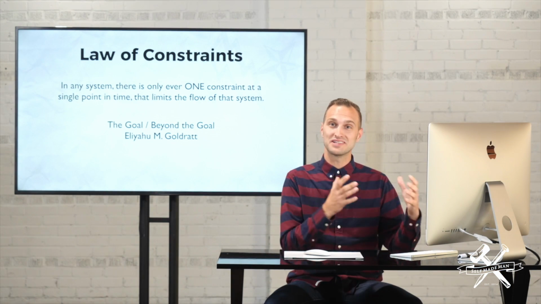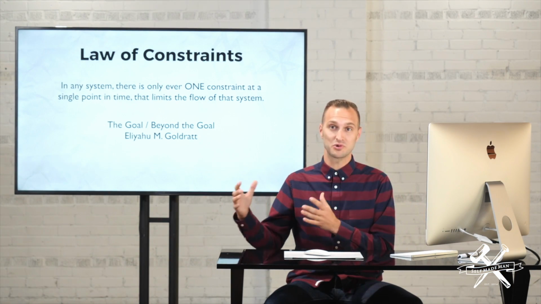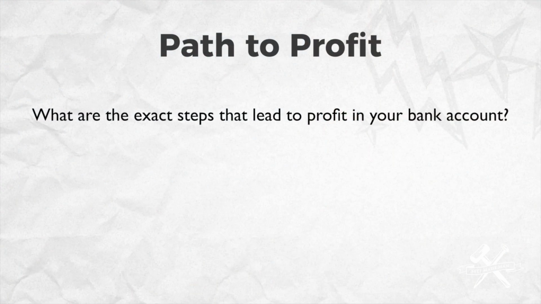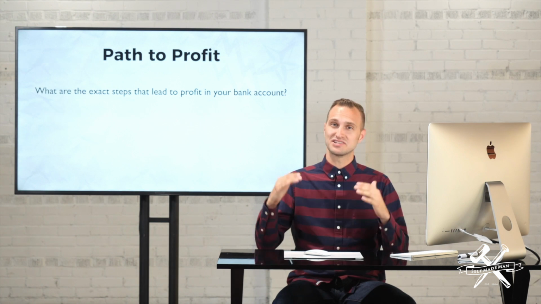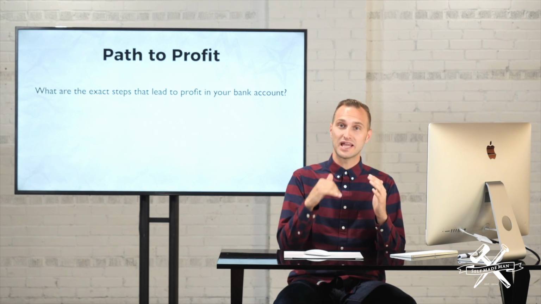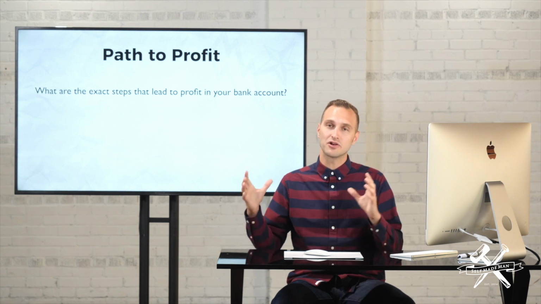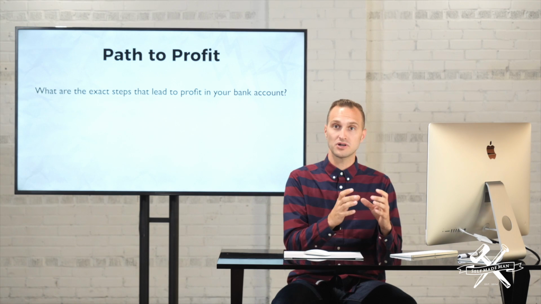Now, in business, we often create systems to help us generate profit or revenue. And I like to refer to this as the path to profit. Now, the path to profit are the exact steps that are required to put money in your bank account. So I want you to think, what are the exact steps that lead to profit in my bank account? Now, while there may be like 25 steps that are required or actions that are taken by different individuals for profit to arrive in your bank account, I'd really like for you to chunk it down into 4 to 6 core steps.